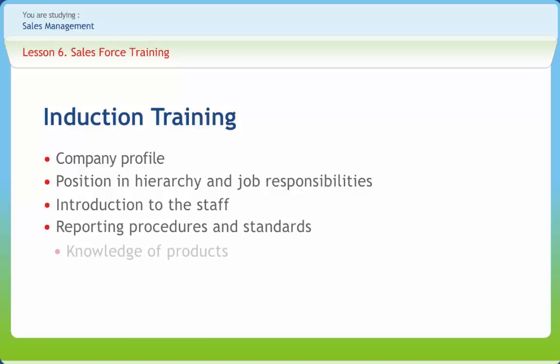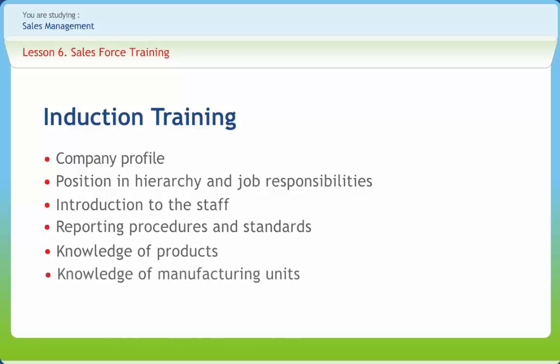5. Knowledge of products, their features and benefits. 6. Knowledge of manufacturing units. 7. Handing over stationery and kit, etc. The induction training is done at the sales office itself. Some companies arrange a visit to the manufacturing unit also to give assurance about the quality standards.